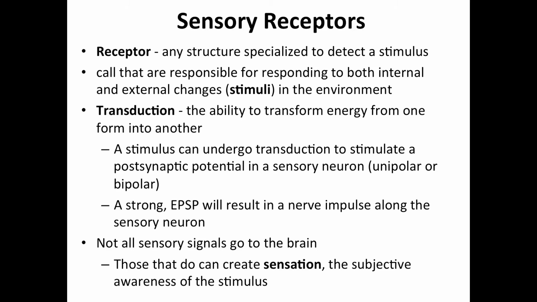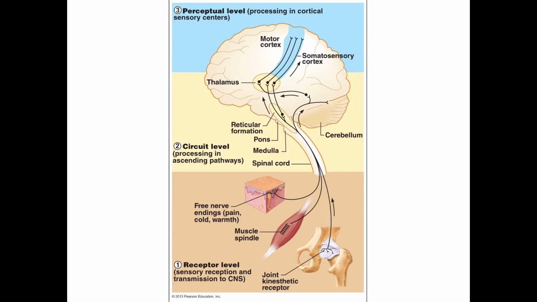So the idea here being that a stimulus needs to be strong enough, and the sensitivity of a particular receptor can determine whether or not that stimuli will be enough to start the EPSP. Keep in mind that a stimulus is different than sensation. So sensation itself is the subjective awareness of the stimulus. Sensation is associated with the brain and the spinal cord, not with the receptor itself. And not all of these stimuli will make it to the brain.